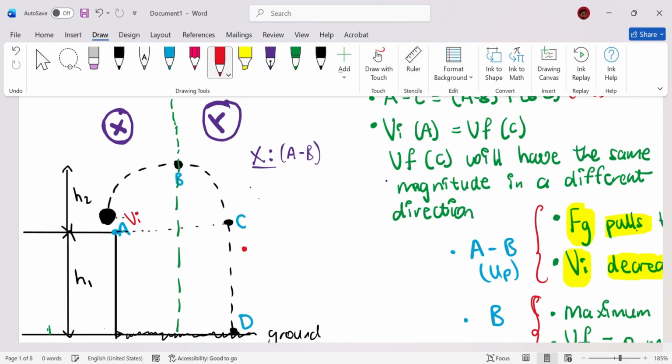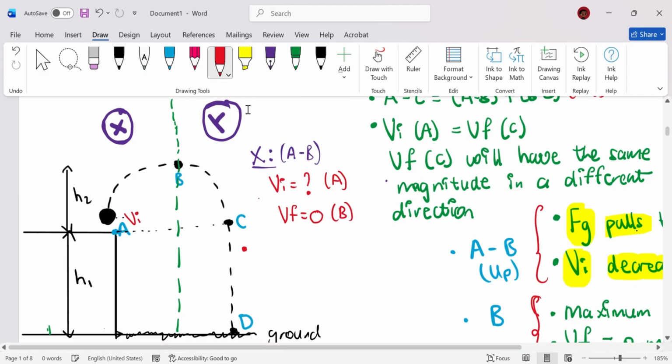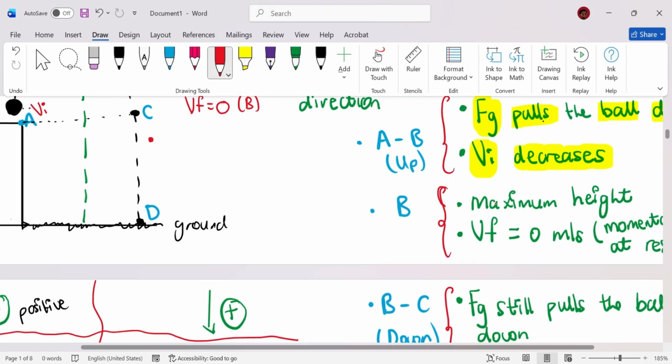What I want you to know is that at point A, the initial velocity is an unknown value that you will be given in the exam, or you might be asked to calculate. But at point B, what do we know about point B? We know that at point B, we have our final velocity. And what did I say about the final velocity? Aha, because it's the maximum height, the final velocity is 0. So that is at point B. I said it right there, right?